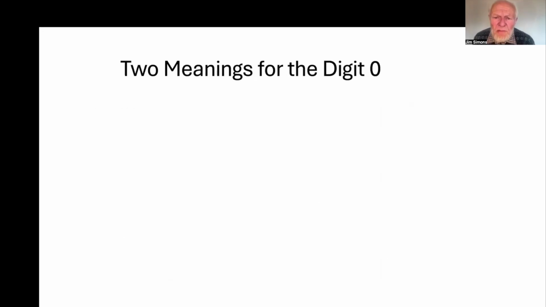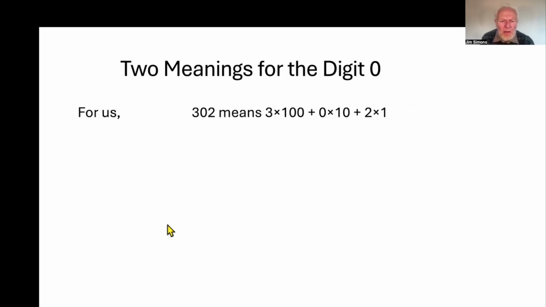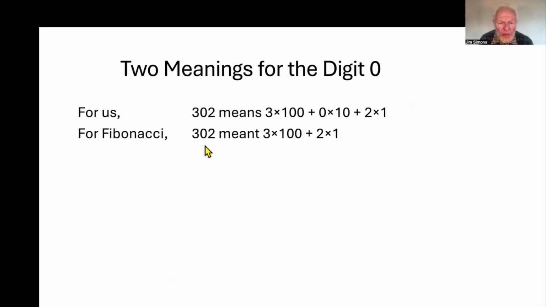So I said there were two meanings for zero, one of which is the digit. Actually, there are two meanings for the digit zero. So for us, as I mentioned earlier, 302 means 3 lots of 100, 0 lots of 10, and 2 lots of 1. So we're appealing to zero, the number here, and multiplying it by 10. That is not what Fibonacci meant. He thought 302 meant 3 lots of 100 and 2 lots of 1.